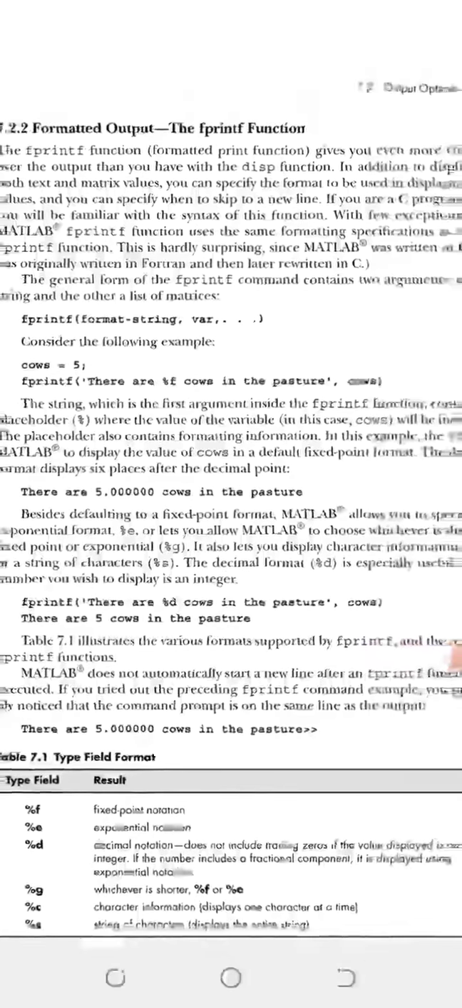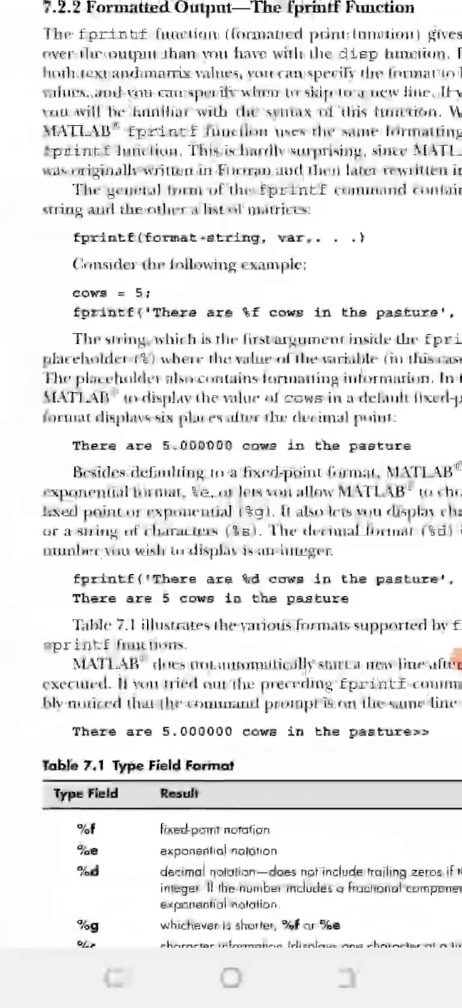And finally, for the output option, we have what we call fprintf. Fprintf, format, string, variable. Fprintf helps you to pick the variable value and insert it at any point where you want it to be.